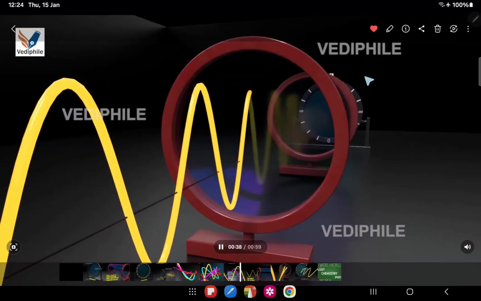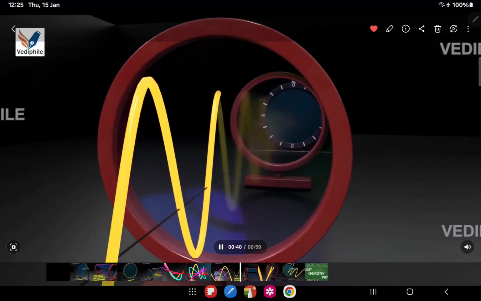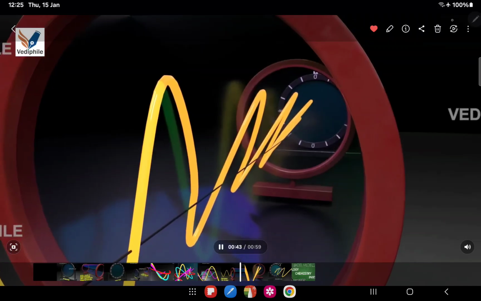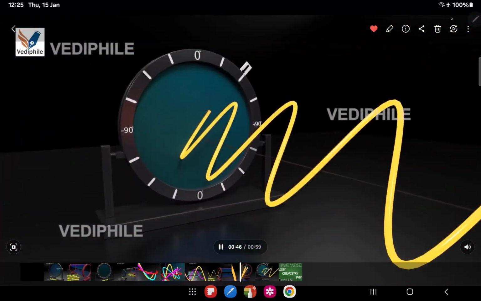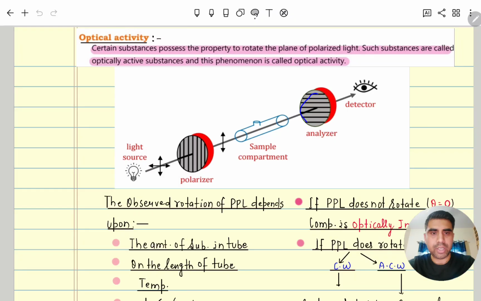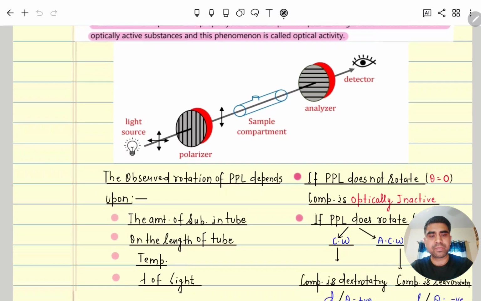Now this is passing to this long glass tube. Here we can see that some deflection happens, which is analyzed on the analyzer. Suppose the plane polarized light goes through this and is deflected clockwise, then that organic substance is called dextrorotatory. And if plane polarized light is rotated anti-clockwise by some angle theta, which will be analyzed on the analyzer, then that organic compound is called levorotatory. In both cases, they are optically active. They will show optical isomerism.